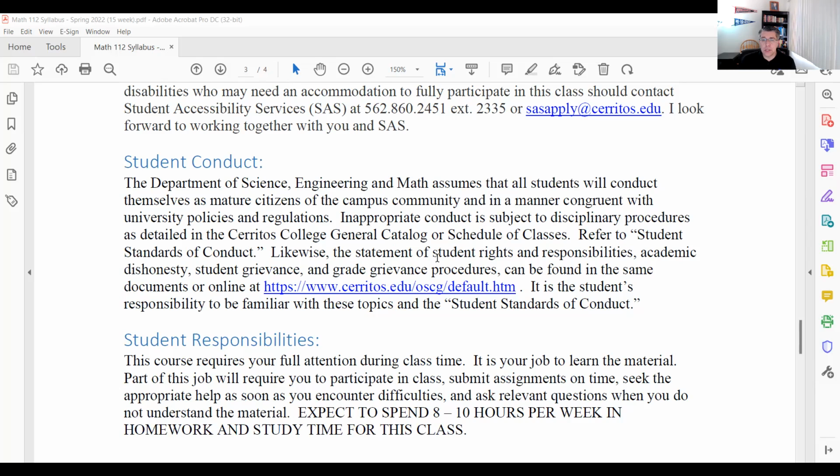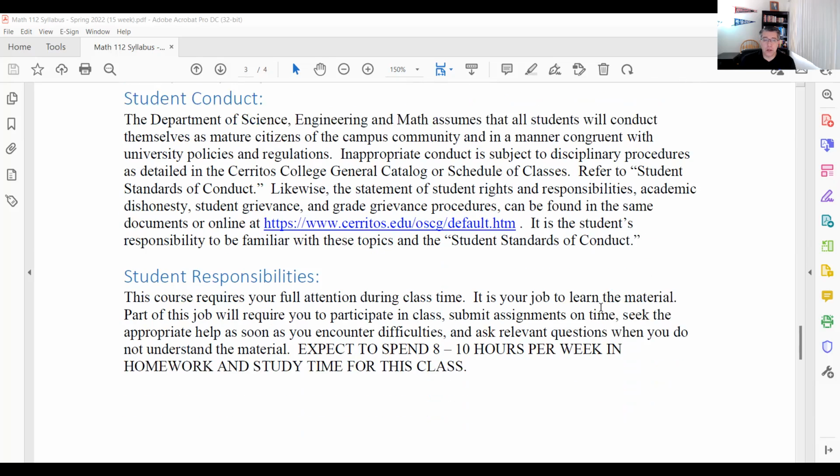Likewise, the statement of student rights and responsibilities, academic dishonesty, student grievance, and grade grievance procedures can be found in the same documents or online at this URL. It is the student's responsibility to be familiar with these topics and the student standards of conduct.